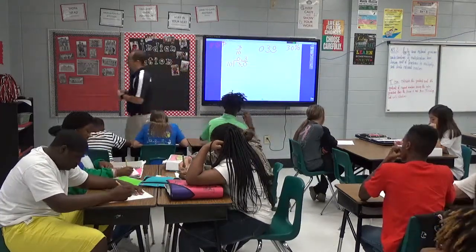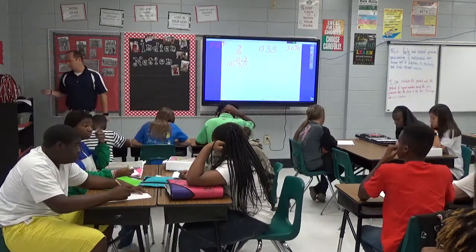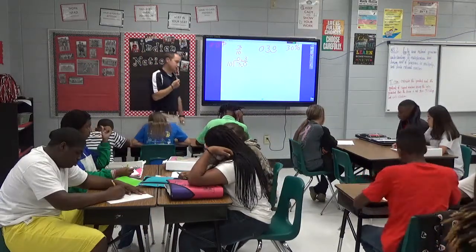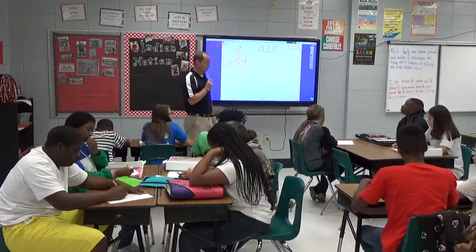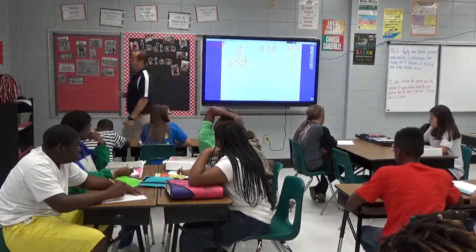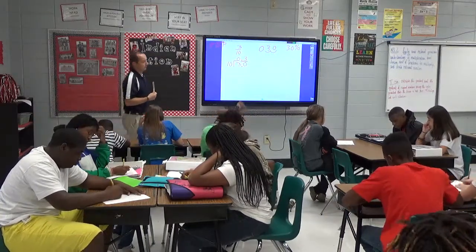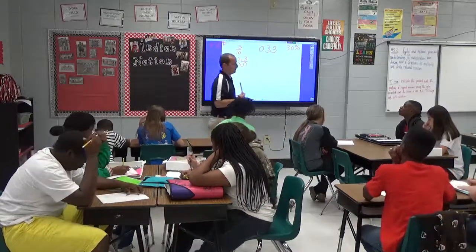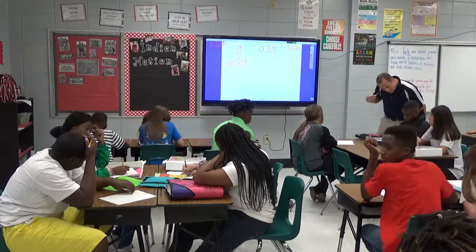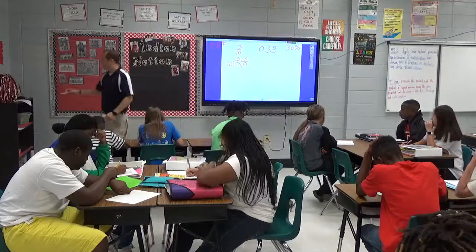Number 3, they gave us 86%. What did you get for your decimal, AJ? .86. And what did you get for your fraction? 43 over 50. Yes, 43 over 50 is correct.